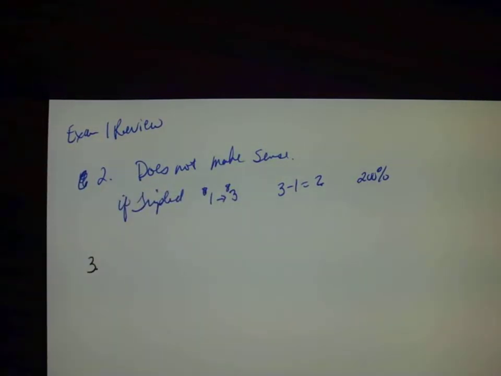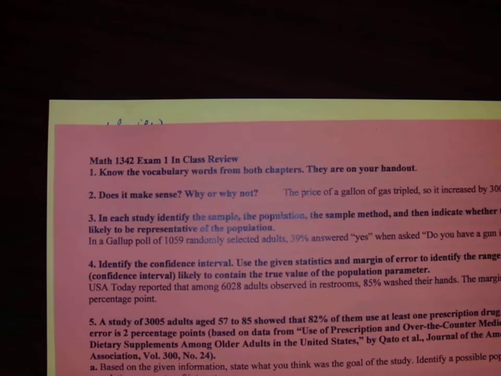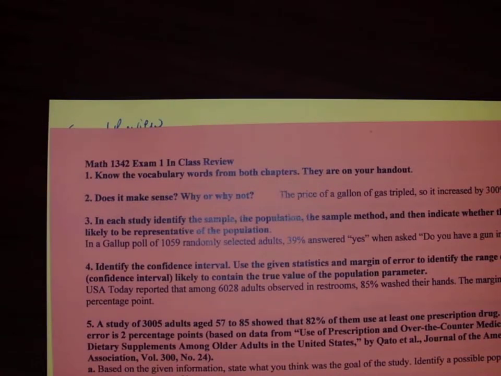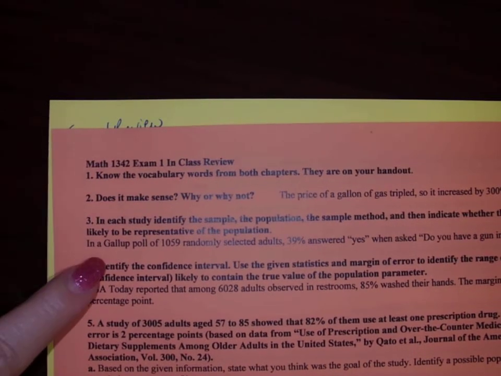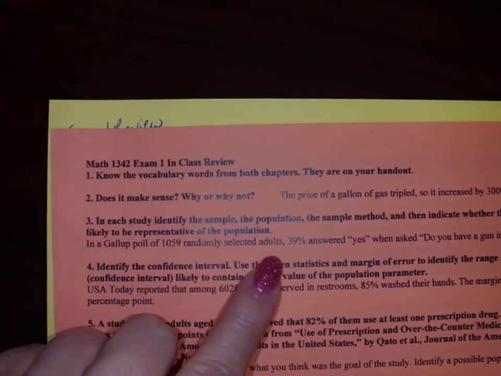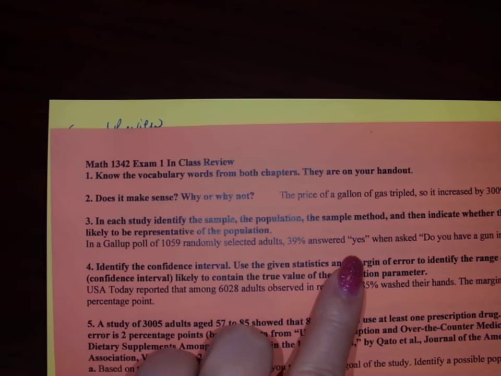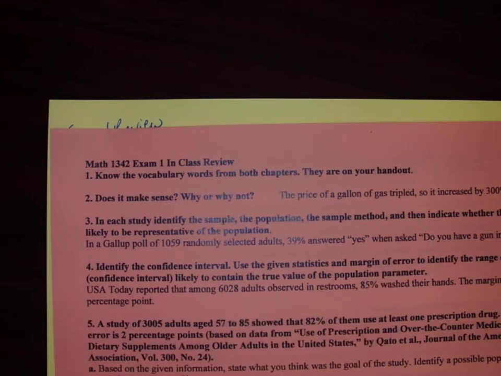All right, number 3. In each study, identify the sample, the population, the sampling method, and then indicate whether the sample is likely to be representative of the population. So we got to know several things here. So in a Gallup poll of 1059 randomly selected adults, 39% answered yes when asked, do you have a gun in your home? All right, so let's look at our sample.